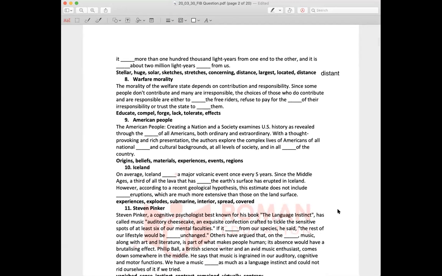So the last one for today's discussion is Iceland. On average, Iceland experiences a major volcanic event once every 5 years. So what do you think? What happens to Iceland? Iceland experiences a major volcanic event once every 5 years. To experience something means to experience something good or bad, to experience an event. Since the Middle Ages, a third of all the lava that has covered the Earth's surface has erupted in Iceland.